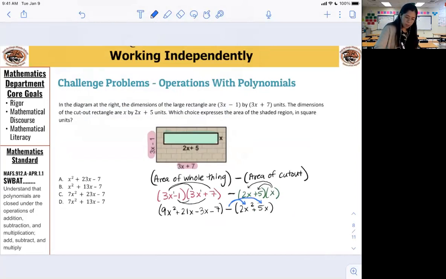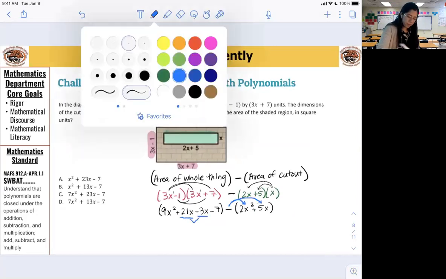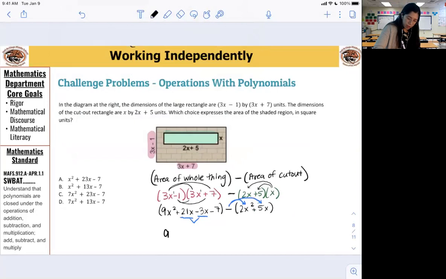The other thing I'm going to do is just combine like terms over here. So here I have 9x squared. What's 21 minus 3? 18. So 18x minus 7. And now I switch all the signs. So I have minus 2x squared minus 5x.